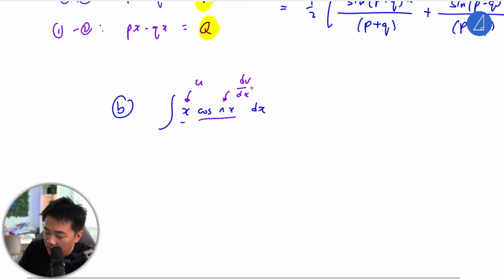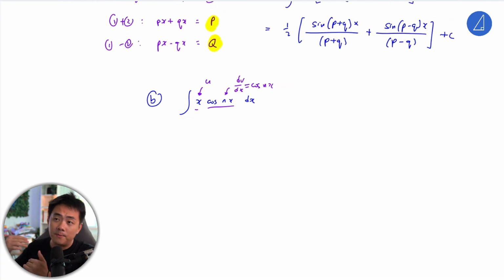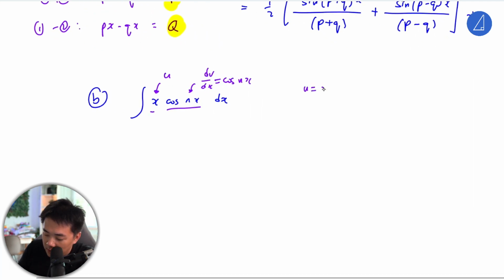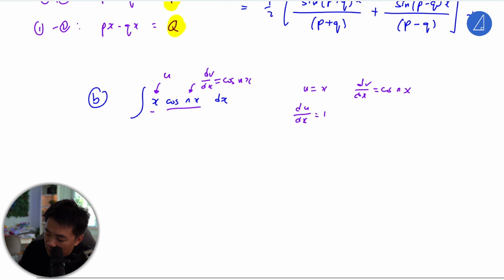The reason why we let this be our u is because after differentiating, the algebra will just disappear, whereas cosine is a repetitive function, you keep integrating and you get back yourself, so it will go nowhere. So essentially du dx is 1. Then dv dx here is cosine nx. Integrating cosine nx, we get v equals sine nx over n.